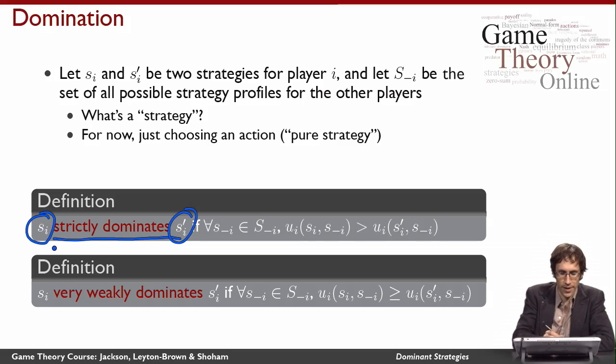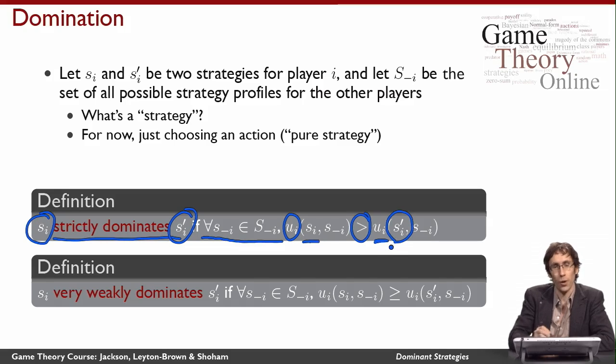And here I'm going to say that s_i strictly dominates s_i prime if it's the case that for every other strategy profile of the other agents, in other words, for every other thing that they could do, for every other joint set of actions that they could take, the utility that player i gets when he plays s_i is more than the utility that i gets when he plays s_i prime.